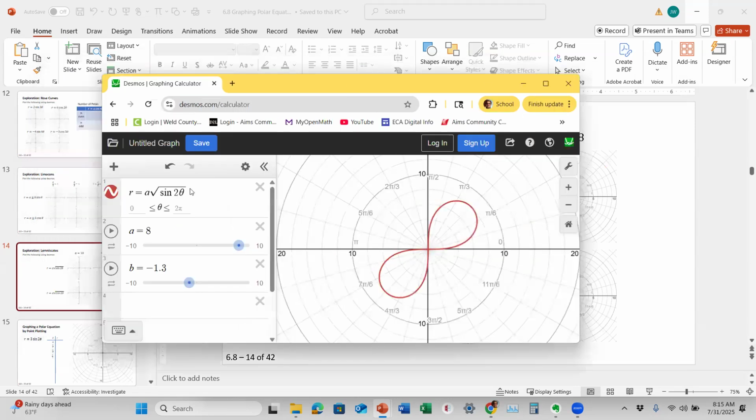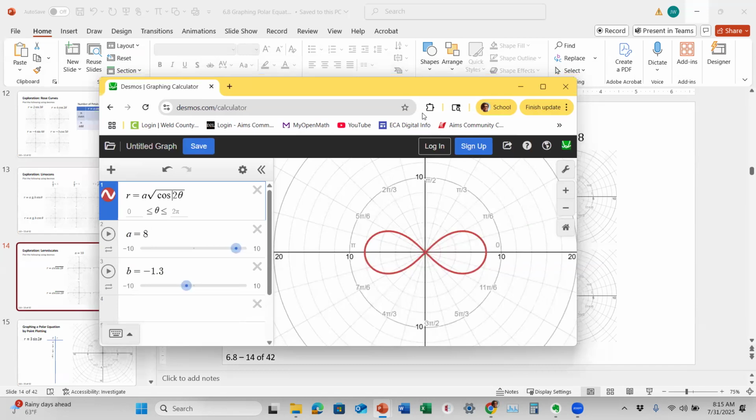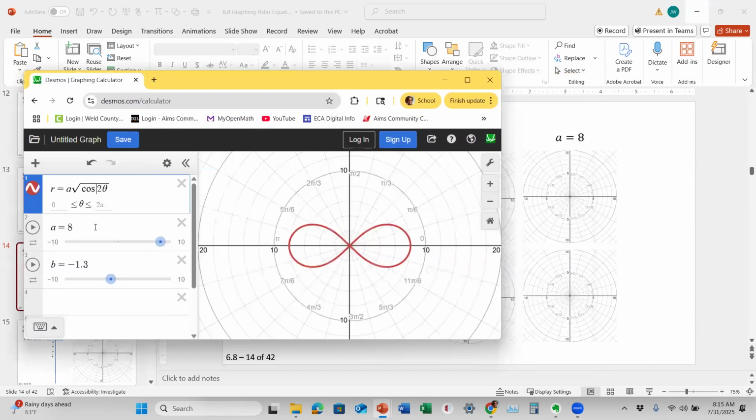Okay, and if we switch this from sine to cosine, let's see what this looks like. Same kind of thing here, except it's along the x-axis here. It's rotated a little bit. And again, if A is equal to 8, it's a certain size. If A equals 10, it's a little bit bigger.